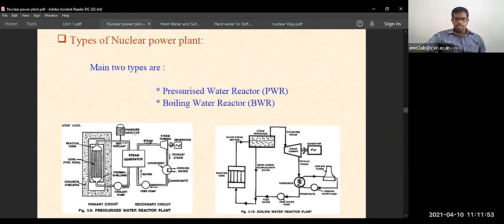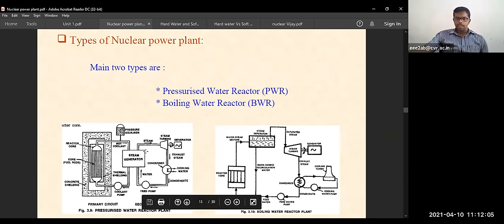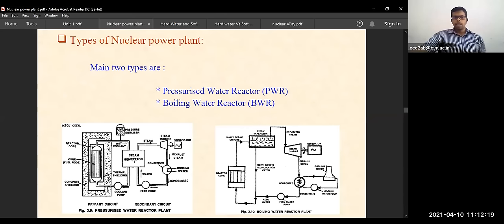Here, if you see, there is a pressure equalizer. The pressure equalizer is to equalize the pressure in these particular tubes. And also the steam generator. After that, it is passed to the tubes. Pressurized water is given to this water, that is, the U-type tubes, so that the heat is exhausted to that water.